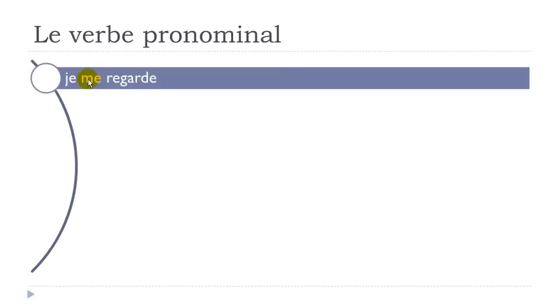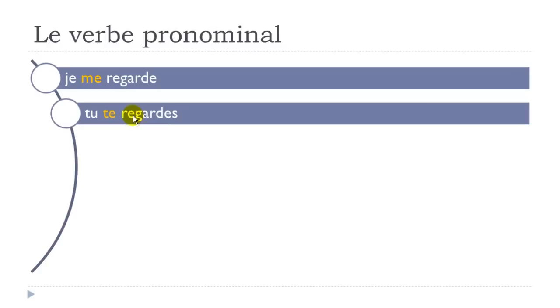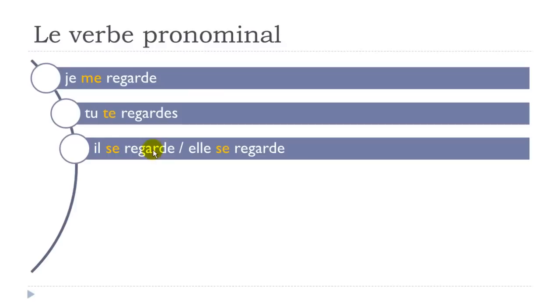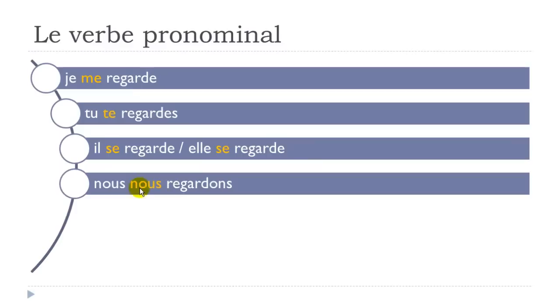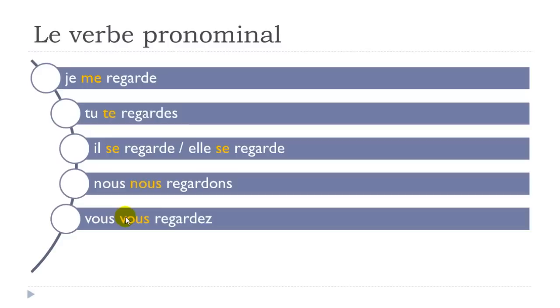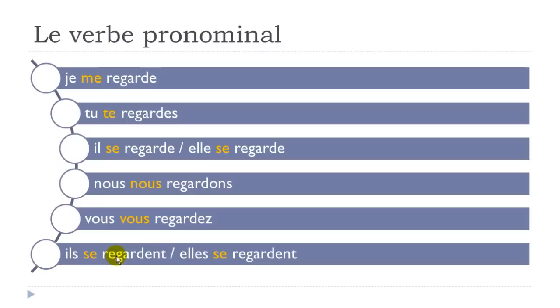Okay, so let's see how we will conjugate this verb in the present. Je me regarde. Tu te regardes. Il se regarde, elle se regarde. Nous nous regardons. Vous vous regardez. Ils se regardent. So now you can see that you get to add this me, te, se, nous, vous, se, before the verb when you conjugate it, okay?